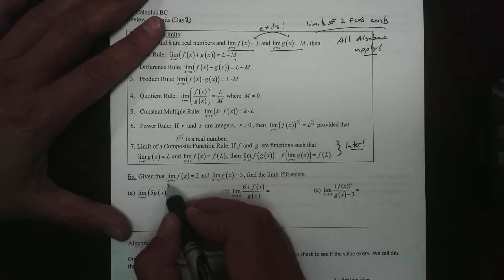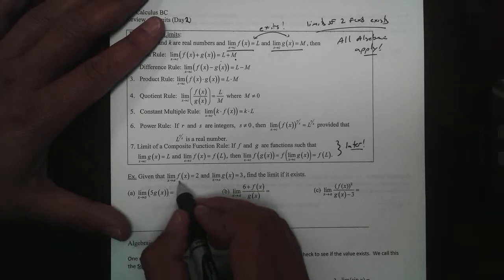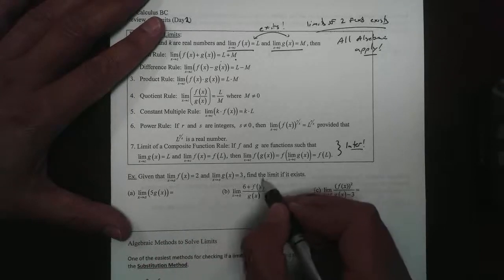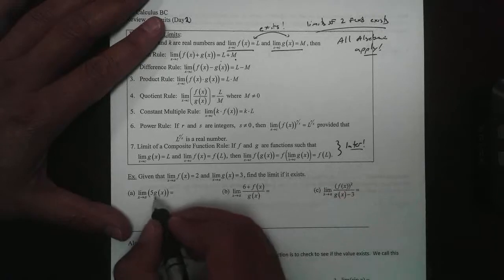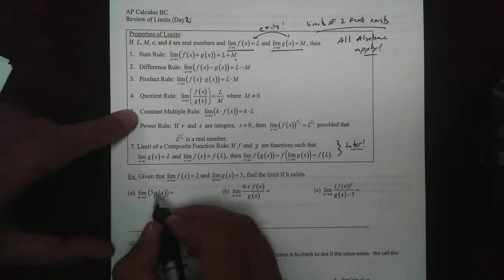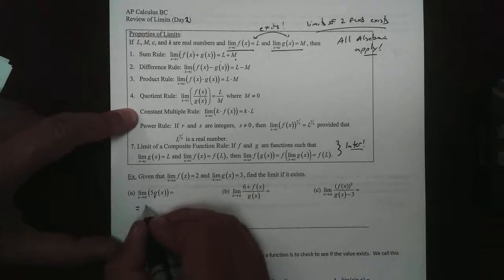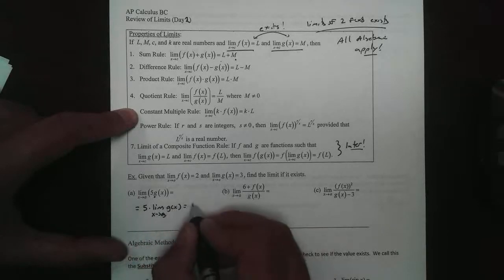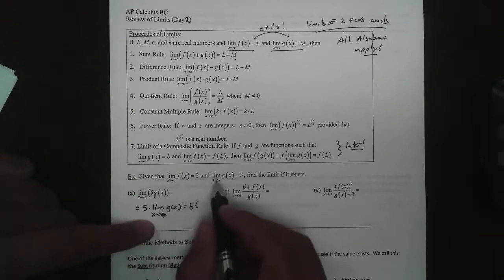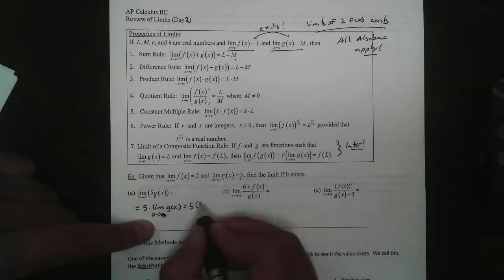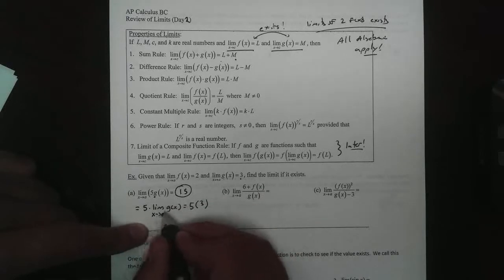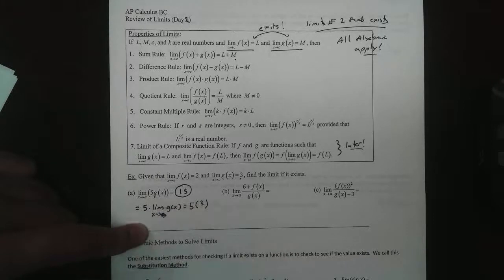So here's what we have. We're told the limit as x approaches a of f of x is 2, and the limit as x approaches a of g of x is 3. Find the limit if it exists. So for the first one, this looks like my constant multiple rule. If I want to think algebraically, this is really saying 5 times the limit as x approaches a of g of x. Well, we know that that's 3. So that's really just saying 5 times 3. So this we know is going to be 15. Now, you don't have to write all of this out. It does help, but you don't have to write that out.